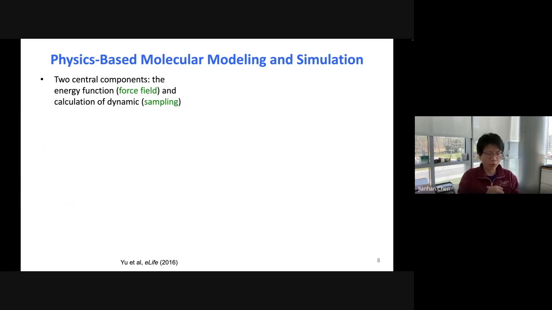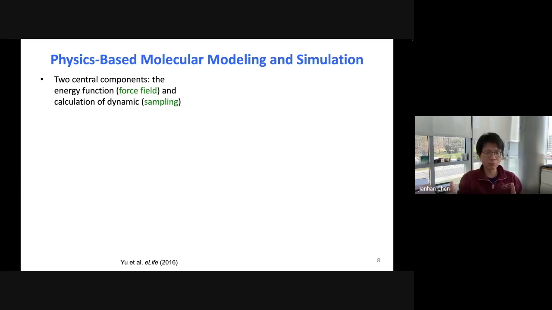So for those who have not heard about this type of simulation, I just want to give a really brief introduction. There are two key components when we go about simulating biomolecules or any chemical systems. One component is usually referred to as the force field, which is really the energy function. It's a mathematical equation that, given the conformation or the coordinates of all the particles in the system, we use to estimate the energy and calculate the interactions of the system. So that's the force field.